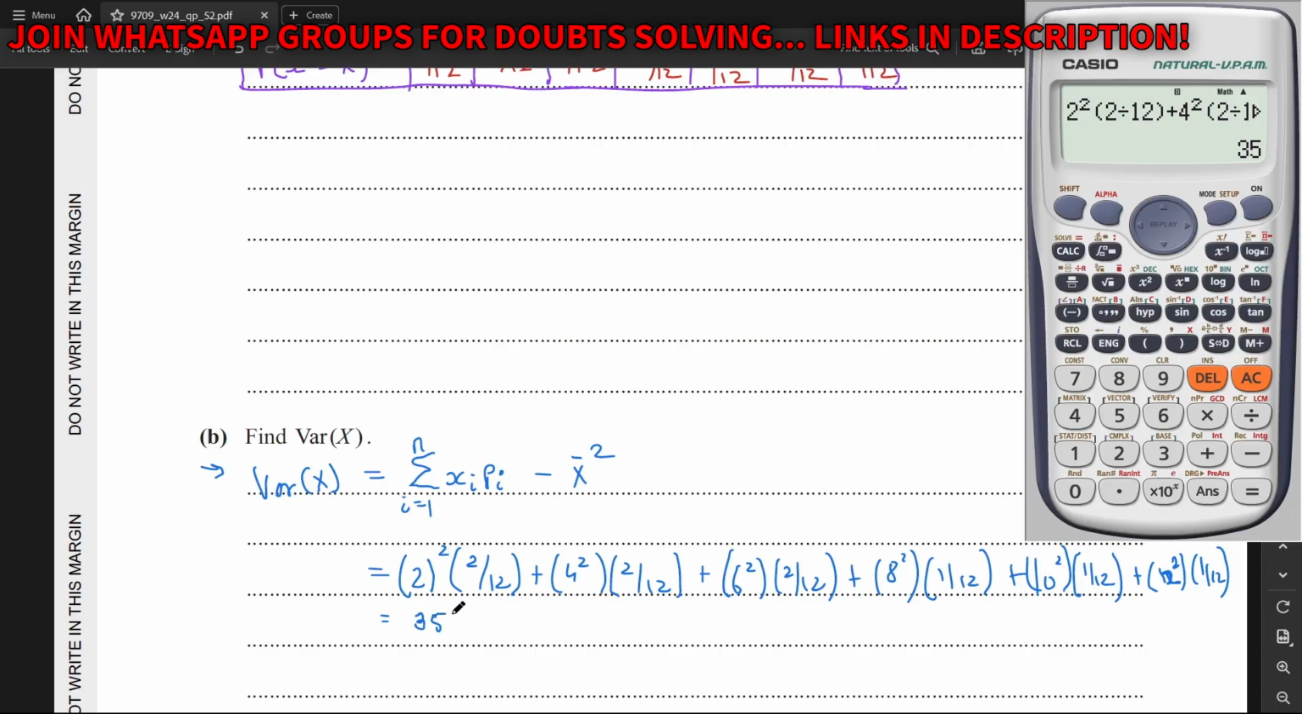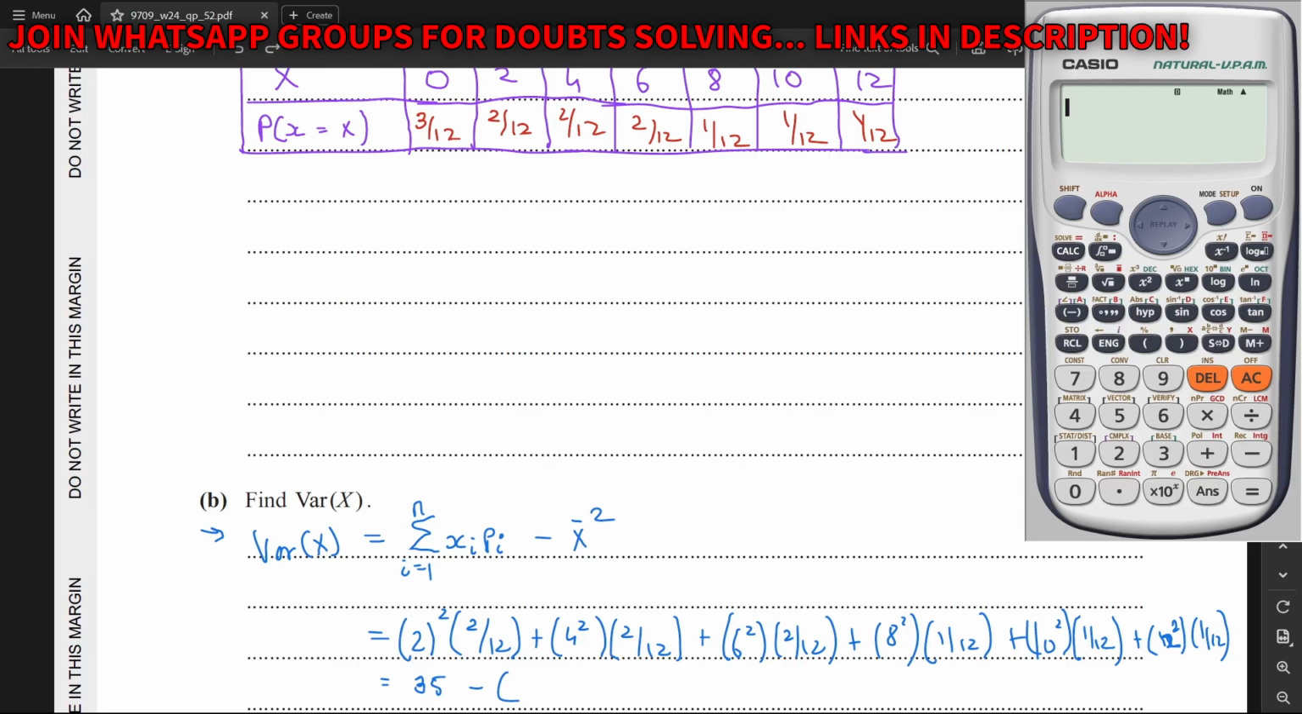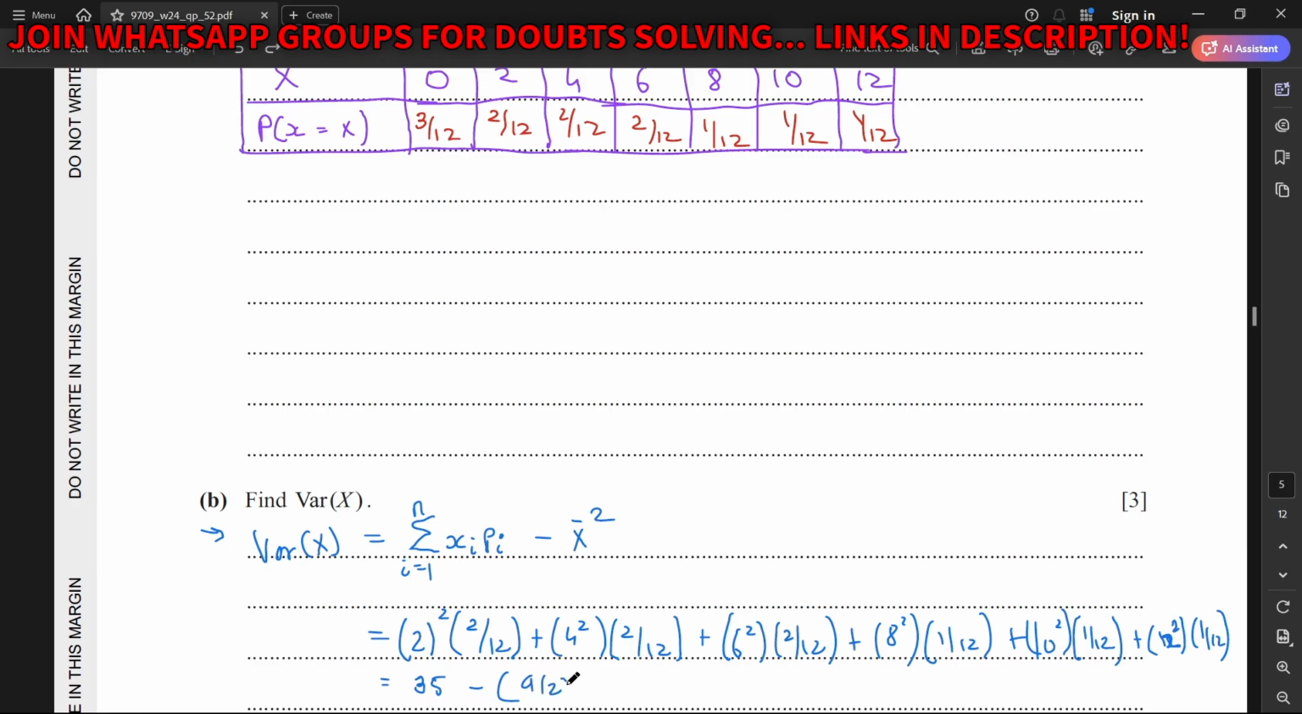Okay. Now minus the square of the mean. So let's calculate the mean for that. So it's going to become 0 into 3 by 12 plus 2 into 2 by 12. So I'll just do it like this. 2 by 12 is common, and then I just need to have 2 plus 4 plus 6, and just like this I'm having 1 by 12 as common for 8, 10 and 12. So 8, 10 and 12, and then it's coming out to be 9 by 2. So 9 by 2 whole square.